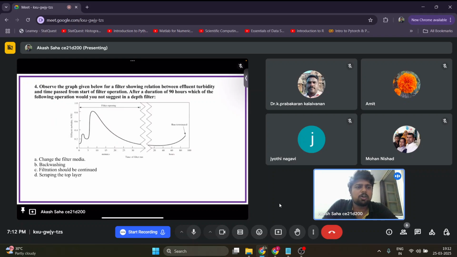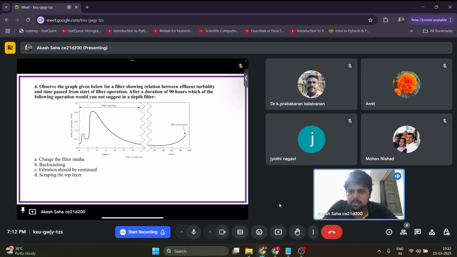I hope it is clear to all of you. I'm moving forward. So here is a graph which is showing the effect of the effluent turbidity with respect to time of filtration. Okay, so that break in the graph is just to differentiate minutes into hours.